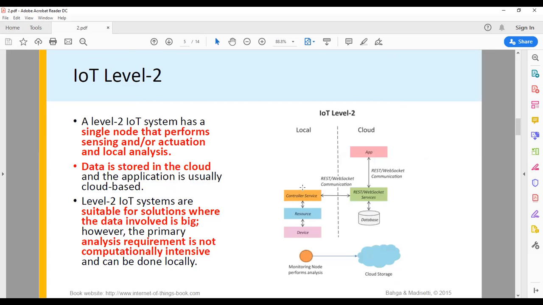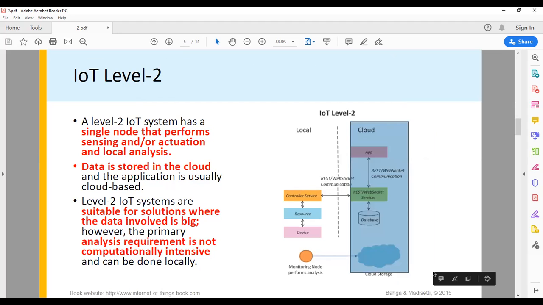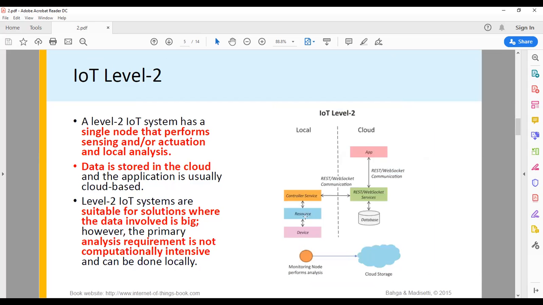Going to the next level, you can see there is a cloud part. As you have seen in level 1, the data storage and capacity requirement is less, so they prefer the local side single node only. But when the data collection is huge, they prefer the cloud side for the deployment. You can see all these components remain the same: device, resource, controller service, application, and the communication model, that is REST and WebSocket, then application.